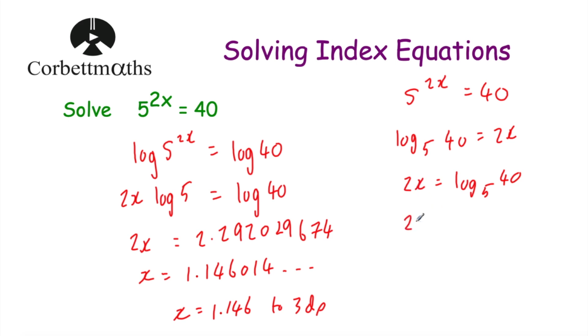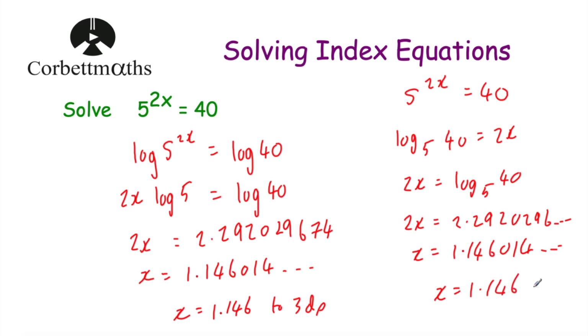So on the left hand side we'd have 2x, and on the right hand side we'd have that's equal to 2.2920296 and so on. So we've worked out the log to base 5 of 40. Now we want to solve this and find what x is, so we just need to divide by 2. And if we divide both sides by 2, we get that x is equal to 1.146014 and so on. And again, we could round that to 3 decimal places to get that x is equal to 1.146 to 3 dp. And that's it.